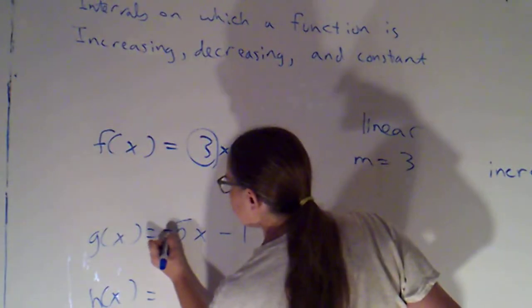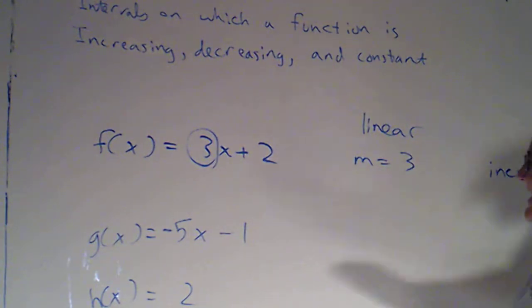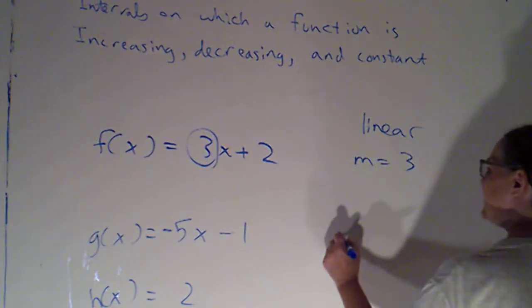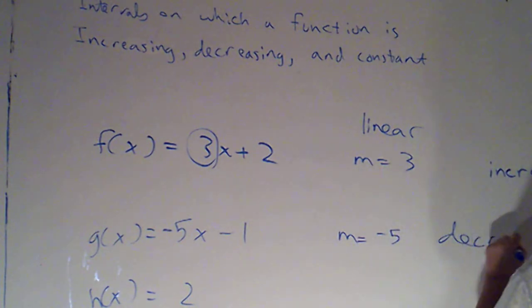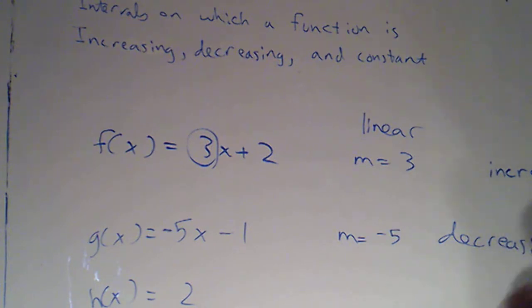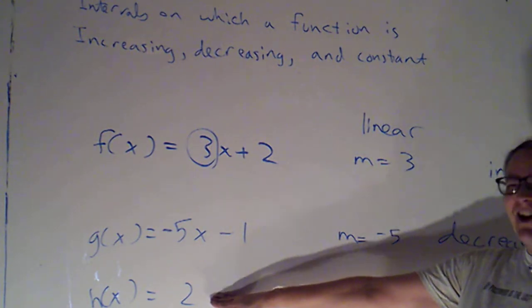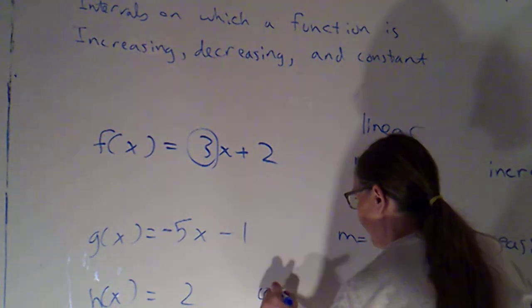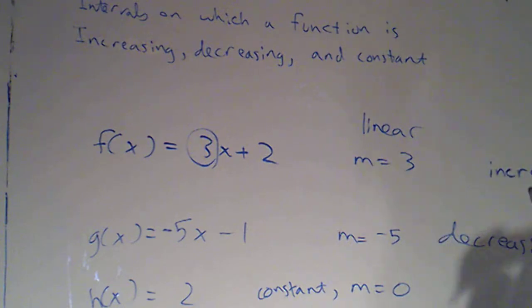I'm sorry, I meant to make g(x) be negative 5x - 1. So again, that's a linear function. The slope is negative 5. So with a negative slope, that is going to be decreasing. Okay. This is also a linear function. This is a constant function. But that is a linear function where the slope is equal to 0. Okay. So this is, of course, constant.